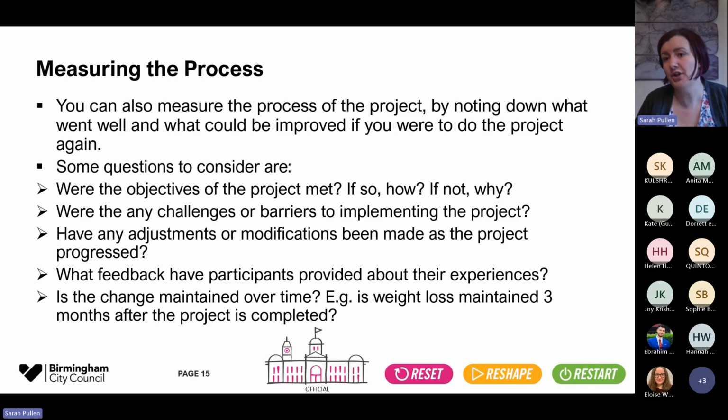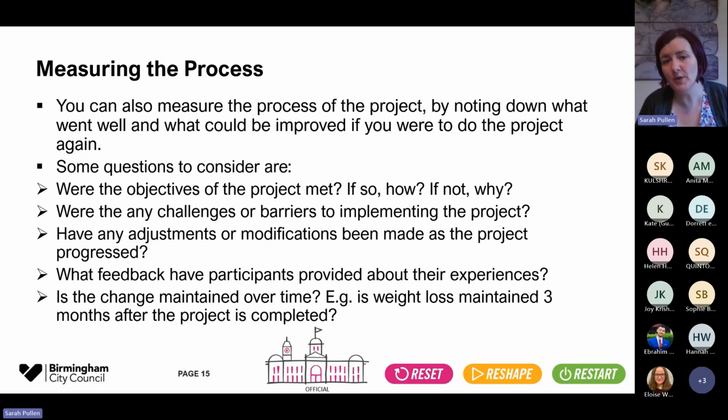So as you're going along, you can note down what's gone well, what things could be improved if you were to do the project again. And that self-reflection is really good for future projects, but also if you're planning to do a few different sessions within your intervention, it can be something that you can work on improving the delivery each time.